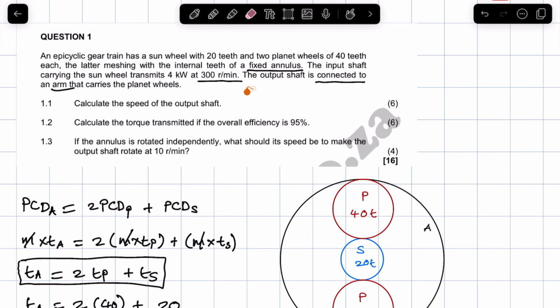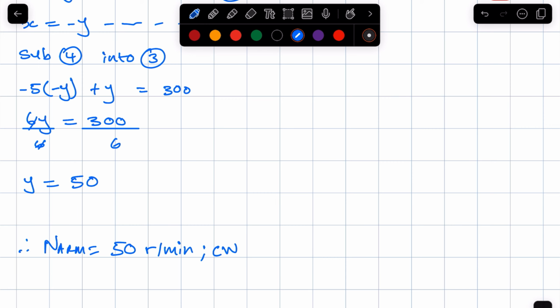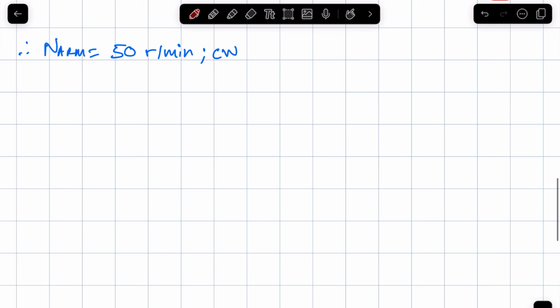So if you look here, I said the input shaft is carrying the sun gear. So we know we have the rotational frequency as well as the input power of the gear system, which is 4 kilowatts, right? So we have the input power, we have the rotational frequency of the input shaft, so we can get the torque of the input as well by using what? By using the formula for power.